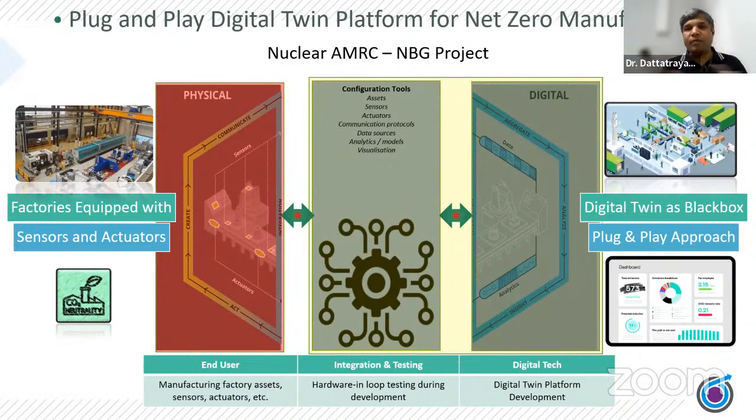What we'll do is we'll build a black box. Don't worry about it. You have factory devices. You just equip them with the sensors and actuators. Let us know the complete list of your machines, sensors, actuators, what kind of sensors you are going to mount, what kind of actuators you are going to use, and all that. We will automatically create a digital twin for you. So that is a plug and play digital twin. You just create a physical layer. Digital layer, leave it to us.